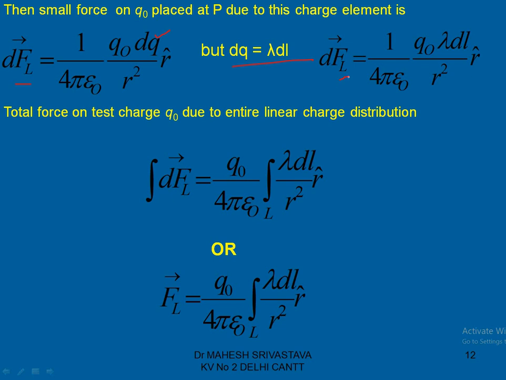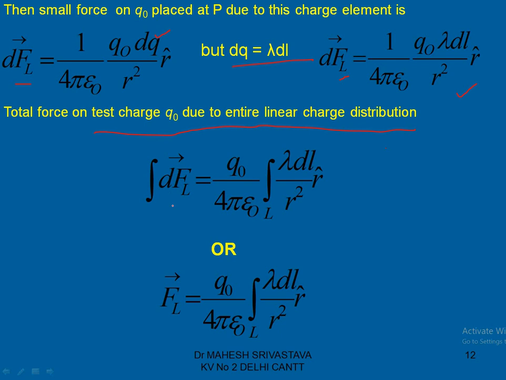This L basically represents linear charge distribution, that is, the force because of the linear charge distribution. Now we calculate the total force on the test charge due to the entire linear charge distribution. For that purpose we integrate this expression. That integral is known as a line integral.